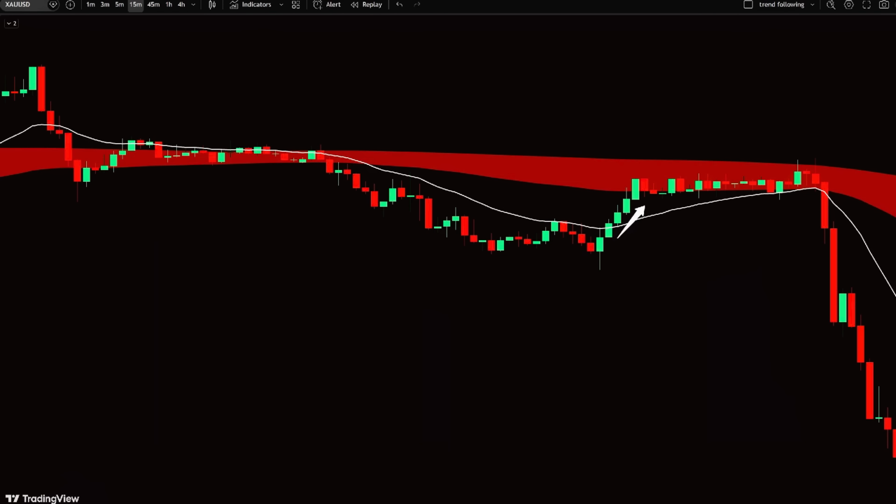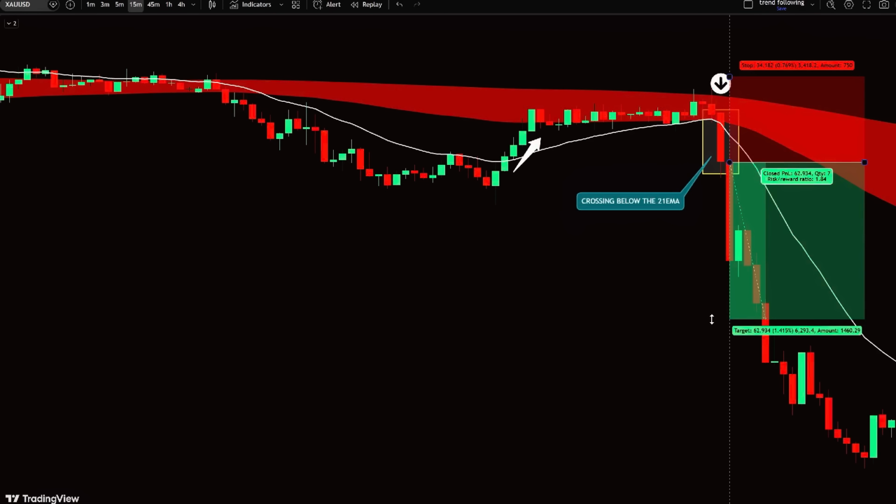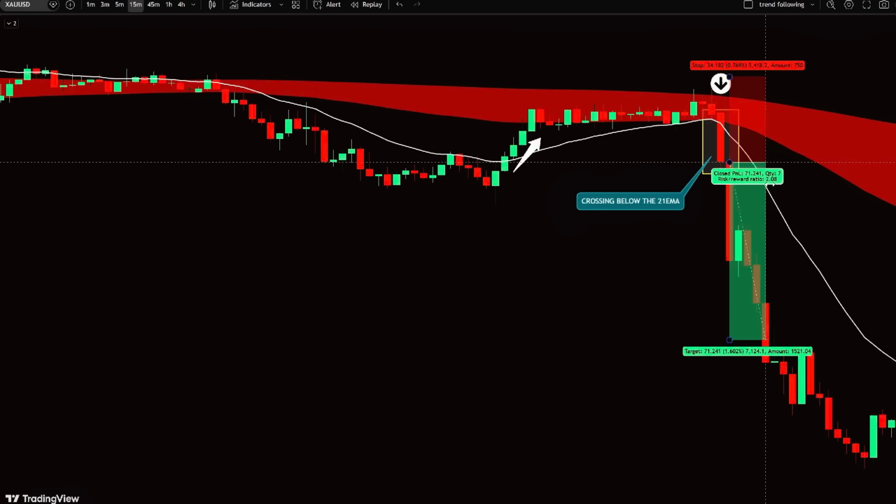Now the structure looks healthy again. Price pulls back one more time. The retracement reaches our exact area of interest. The trend remains bearish. The ribbon stays red. Then price closes back below the 21 EMA and exits the ribbon. Now everything aligns. The macro trend, the clean pullback, the momentum, and the trigger. That's the exact kind of trade we're looking for.